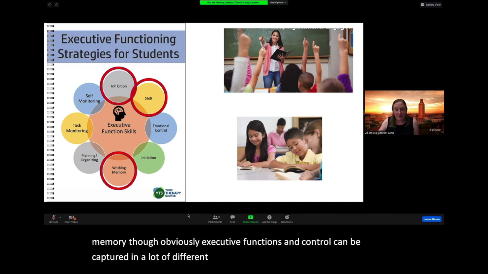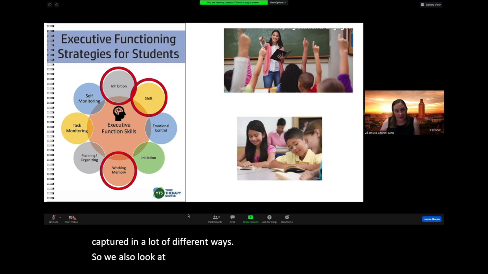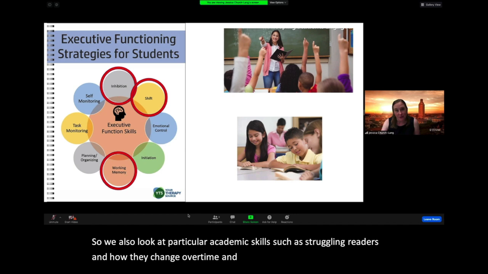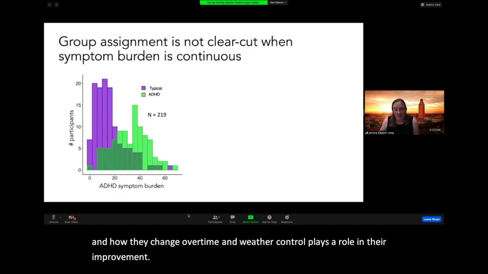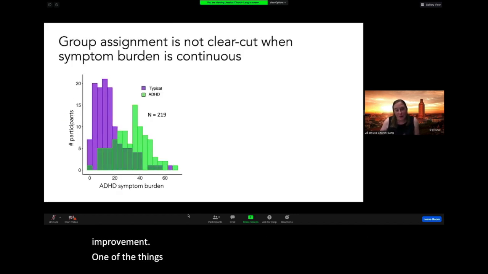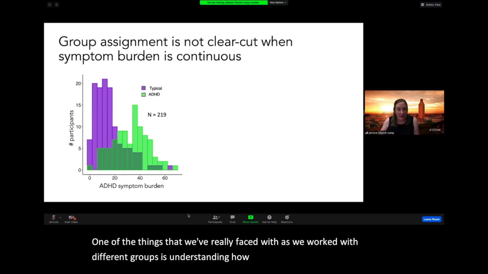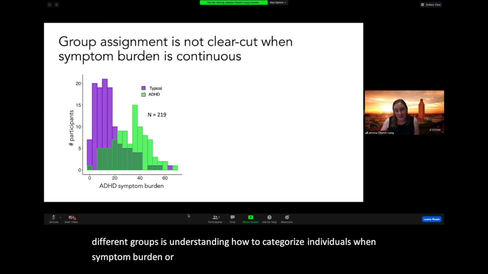But we also look at particular academic skills, such as struggling readers, and how they change over time, and whether control plays a role in their improvement. One of the things that we've really faced as we worked with different groups is understanding how to categorize individuals when symptom burden or difficulties are kind of continuous in nature.